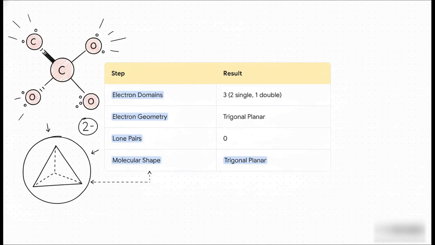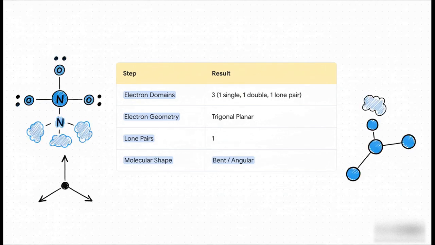First up, the carbonate ion. Step 1, draw the Lewis structure. You see the central carbon has 1 double bond and 2 single bonds. Step 2, how many domains is that? Well, it's 3 regions of electrons, so 3 domains. Step 3, what shape do 3 domains make? Trigonal planar. And finally, step 4, are there any lone pairs on that central carbon? Nope. So the molecular shape is exactly the same as the electron geometry. Trigonal planar. Easy peasy.